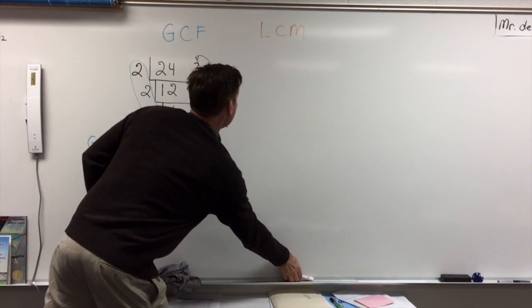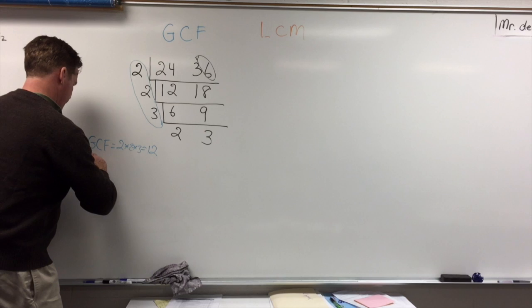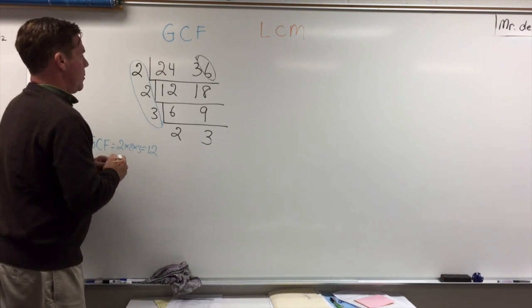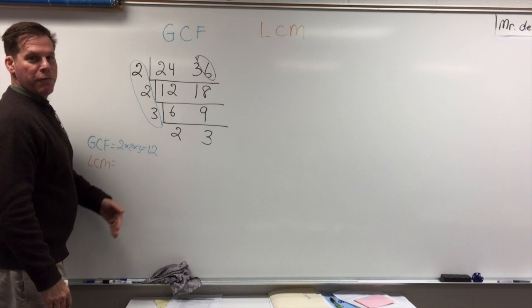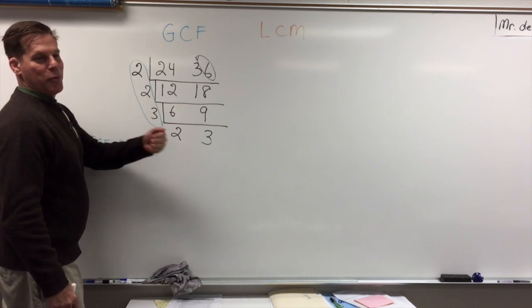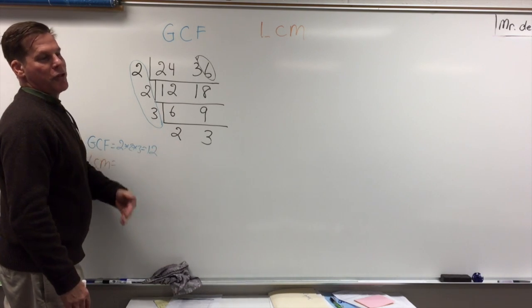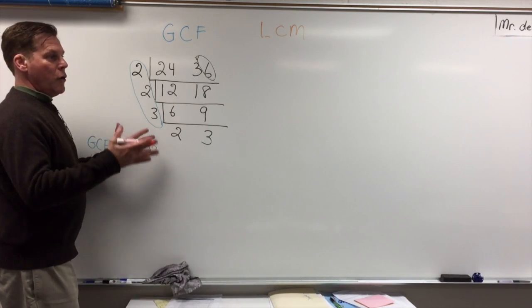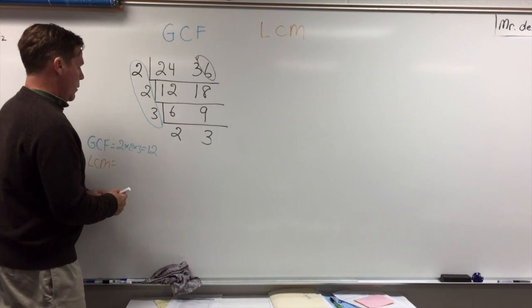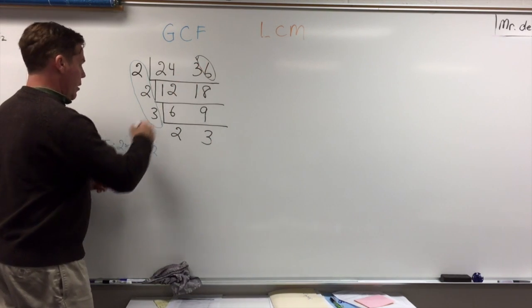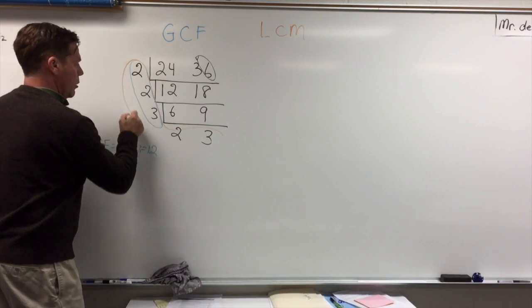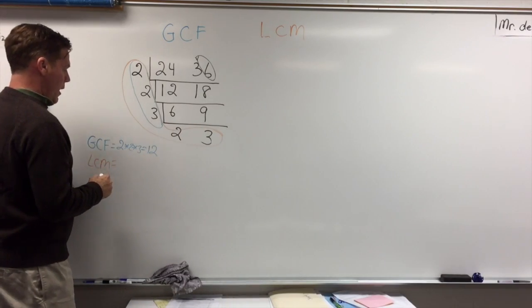To find our least common multiple, least common multiple means 24 times 1, 24 times 2, 24 times 3, and so on. And 36 times 1, 36 times 2, 36 times 3, and so on. How far out do we need to go before those two numbers match? Well, to find my least common multiple, it's going to be all of these numbers multiplied together.